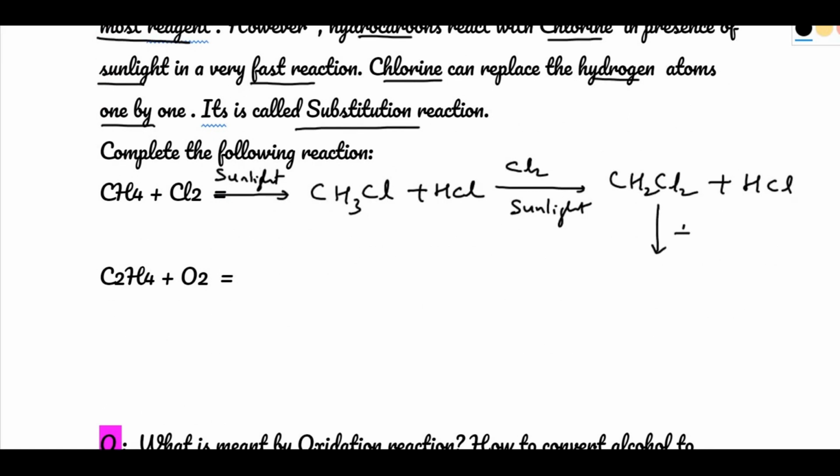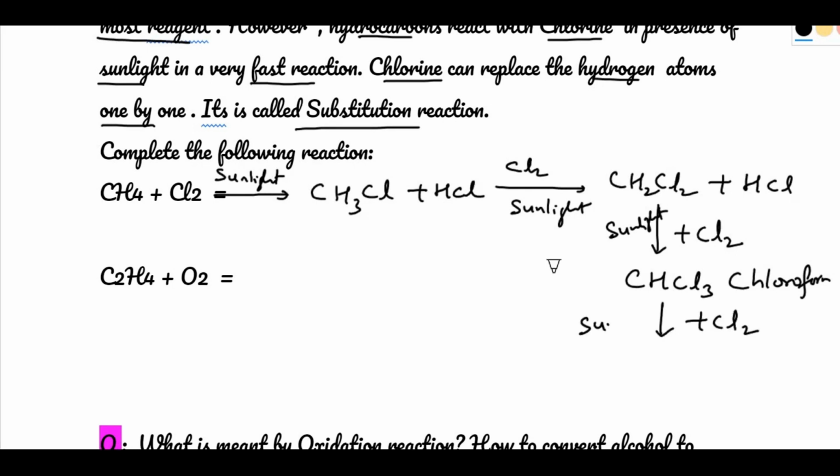So this once again on reacting with chlorine in presence of sunlight, because for carrying out a reaction we want heat, light, electricity, like that. It becomes CHCl3. And what is CHCl3? This is chloroform. Chloroform has a low boiling point and melting point. And then further adding Cl2 in presence of sunlight, it gives CCl4. And what is it? It is carbon tetrachloride.